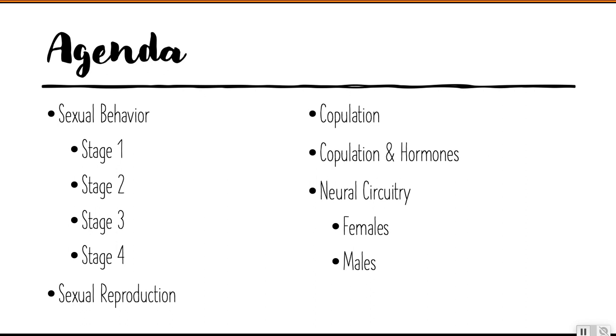This is our agenda for today. We are going to discuss different stages of sexual behavior in animals, sexual reproduction, copulation, hormones that are involved in copulation, and some neural circuitry that we find in males and females, particularly in rats, that support sexual behaviors and reproductive behaviors.